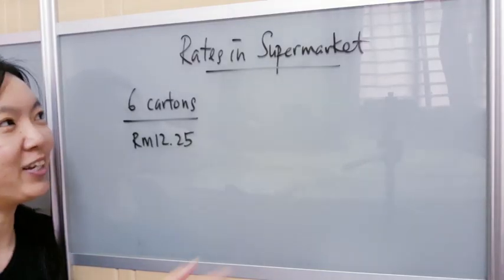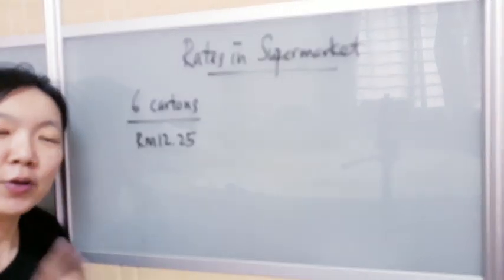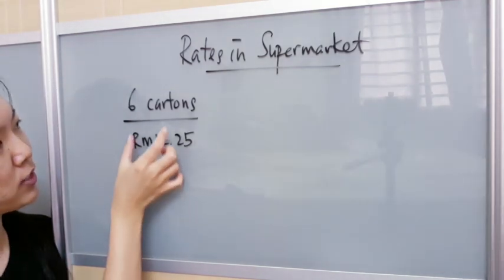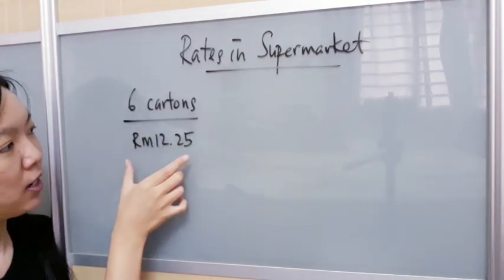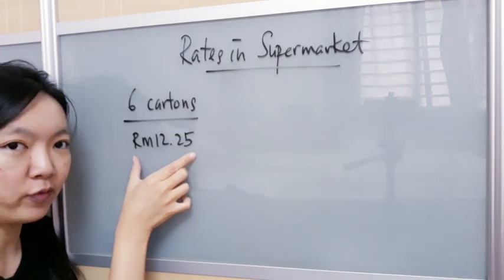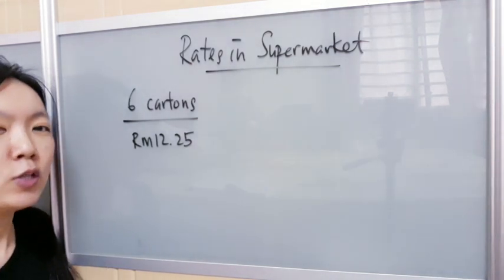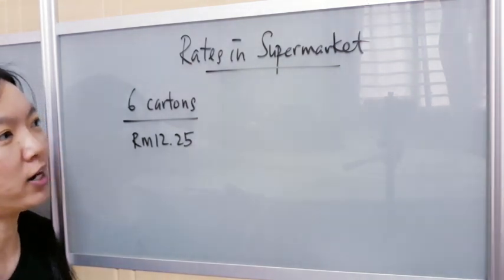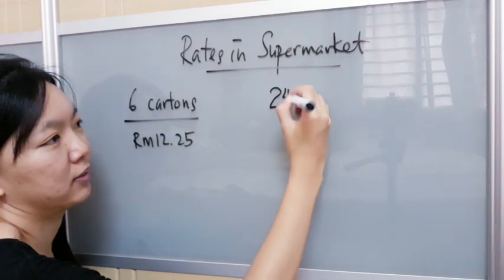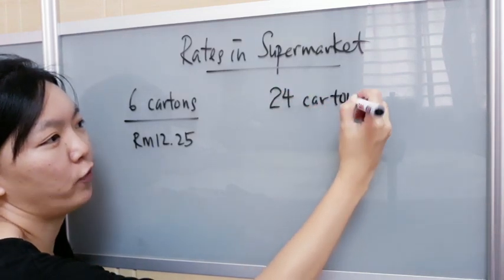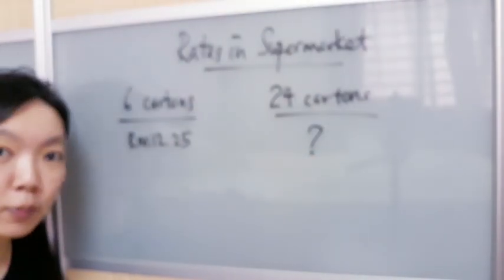Now I'll bring you to learn rates in the supermarket. We're going to buy some 100 plus. It shows that 6 cartons of 100 plus cost about 12 ringgit and 25 cents. So now I'm going to buy 24 cartons of 100 plus. How much money do I need to pay? By using what? Using proportion.